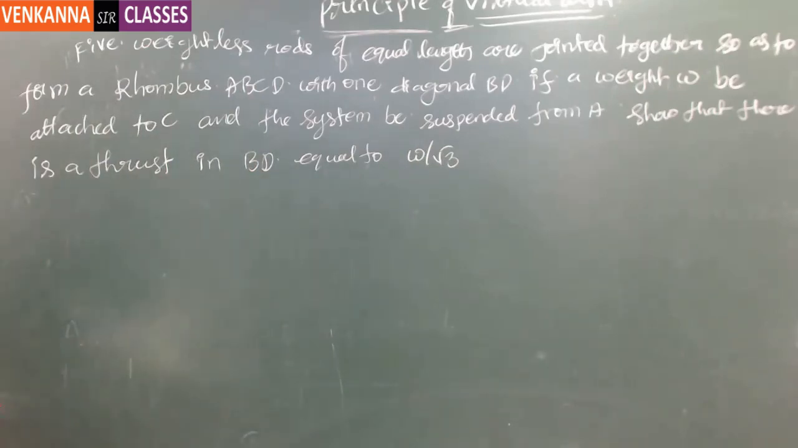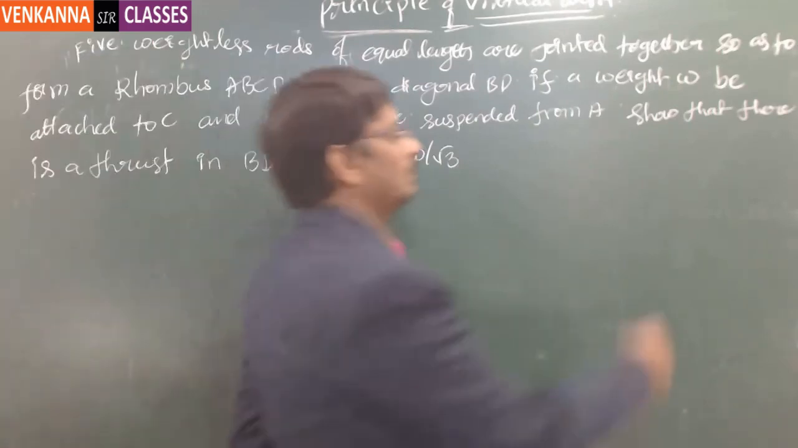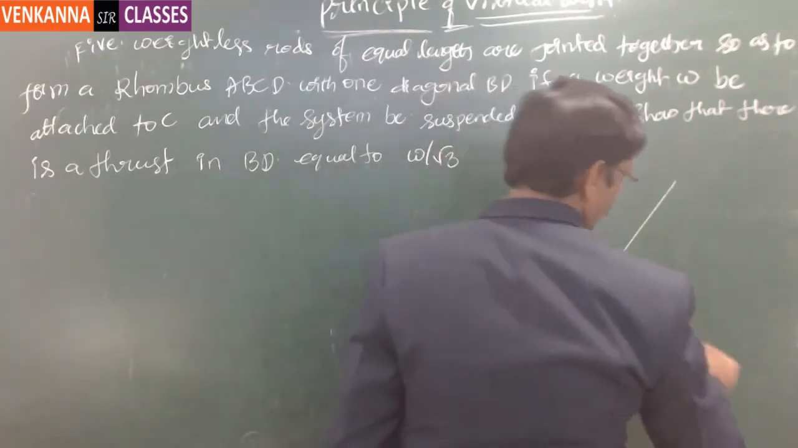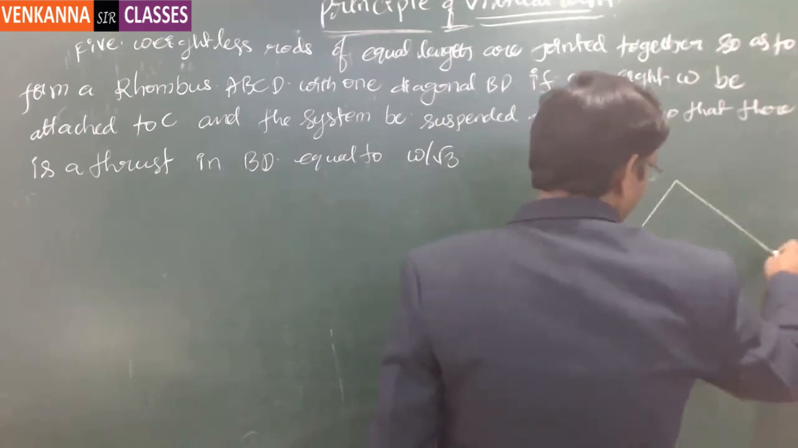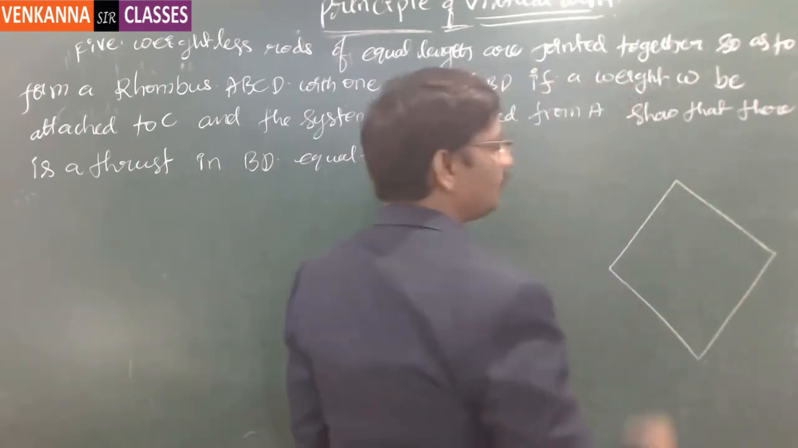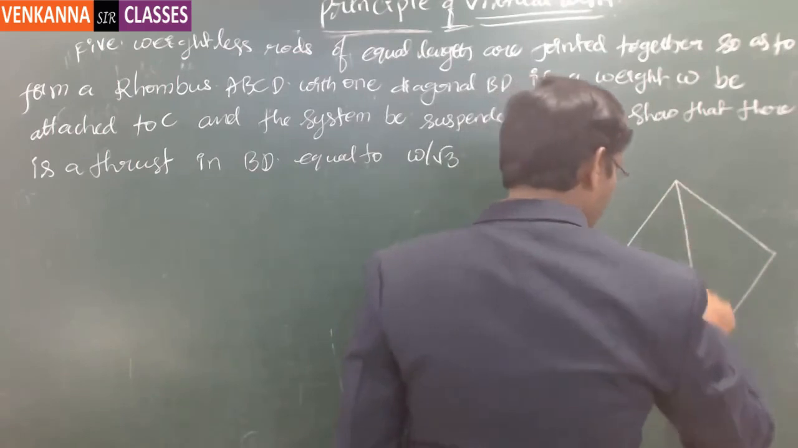Read the statement carefully. Five weightless rods of equal length are jointed together so as to form a rhombus ABCD with one diagonal BD. If a weight W be attached to C and the system be suspended from A, show that there is a thrust in BD equal to W by root 3. Now here there is a rhombus. The fundamental property of a rhombus is that it has equal side lengths and the diagonals are perpendicular to each other.